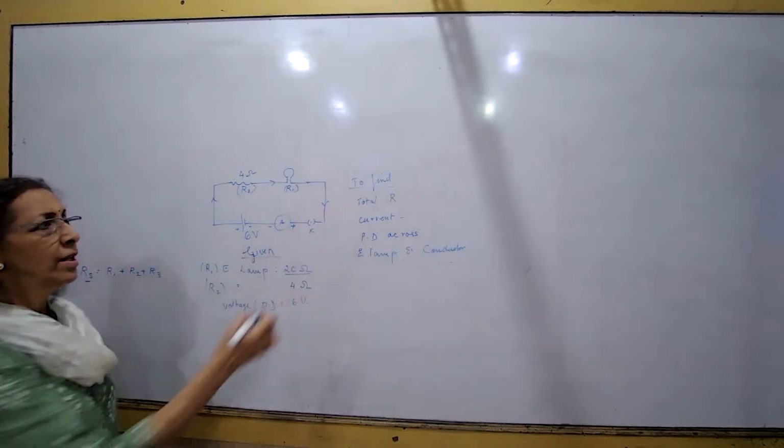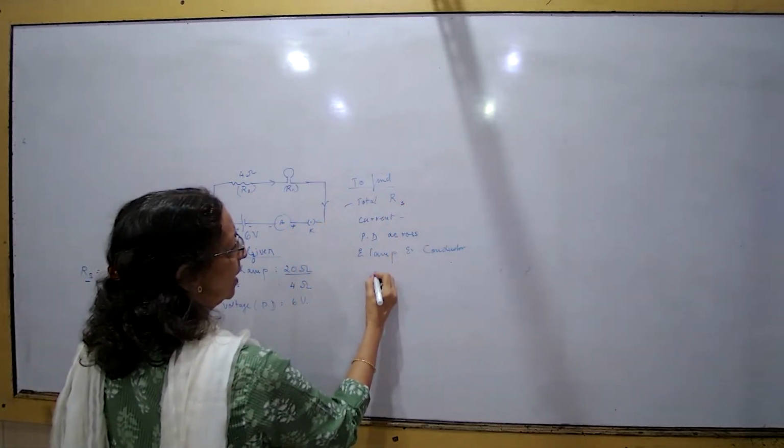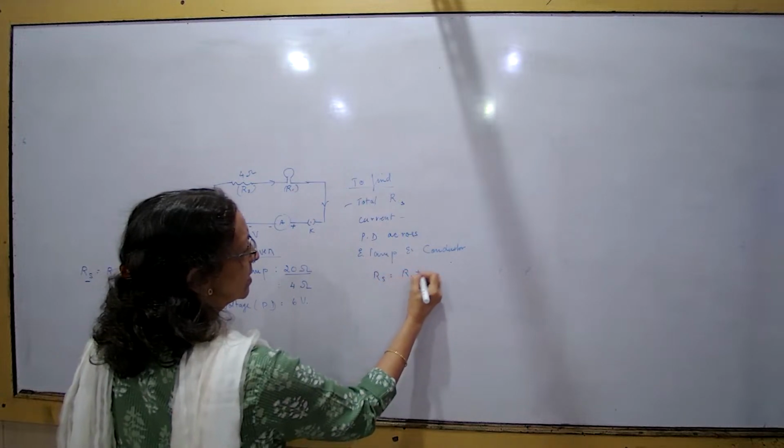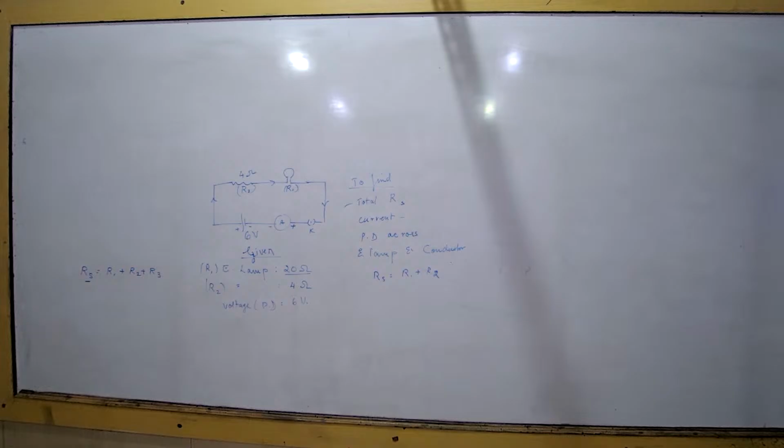The first thing you have to find out, because we know it is in series, we know the formula RS is equal to R1 plus R2. That is 24, that's what obviously we know. Come on, write down. Step by step, let's do.